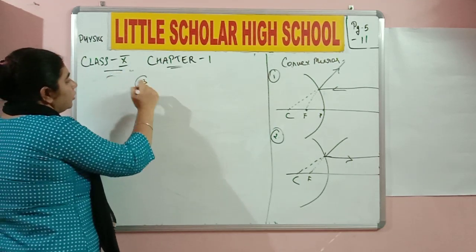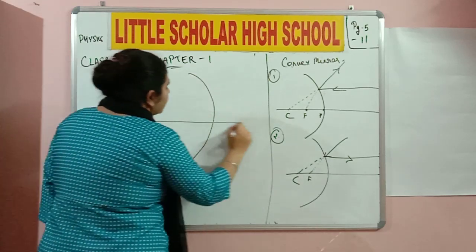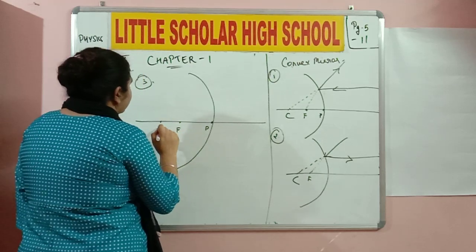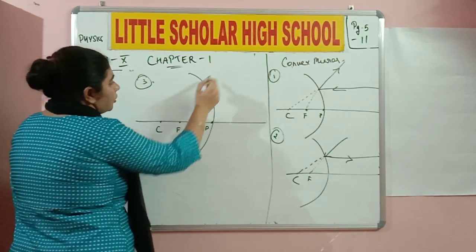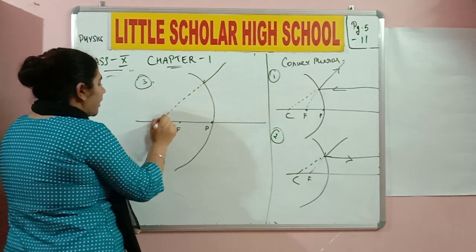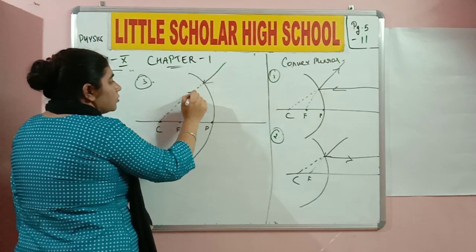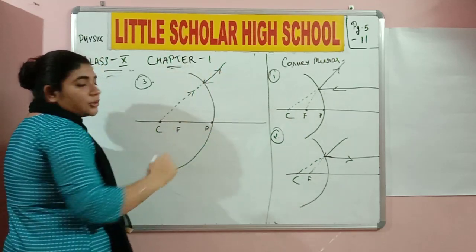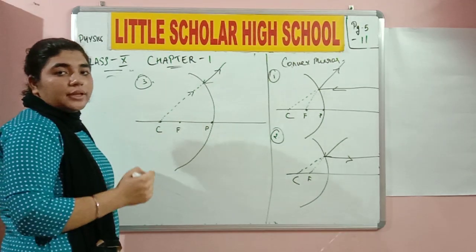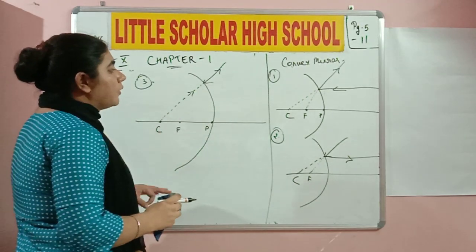Now, the third rule and the simplest of all: you have the convex mirror over here, and this is the principal axis, this is the pole, this is the focus, and this is the center of curvature. If there is an incident ray in the direction of the center of curvature, the reflected ray is also going to be in the same direction. This is the undeviated ray. Isn't there a similarity between this and the concave mirror ray diagram? Yes or no? So these were the three rules of convex mirrors.